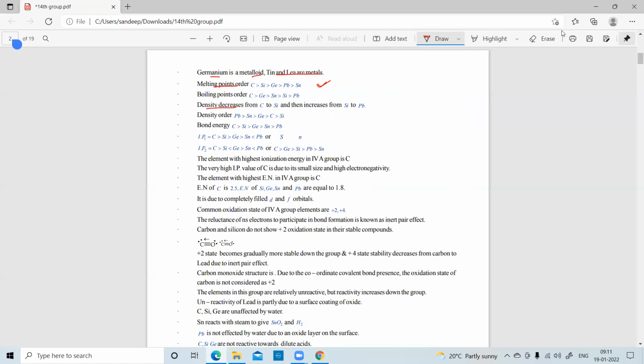Now density decreases from carbon to silicon and then increases from silicon. So these are the things that you need to remember. Density order is: lead has the maximum density, then tin, then germanium, then carbon, then silicon.